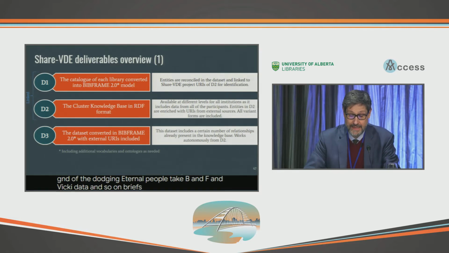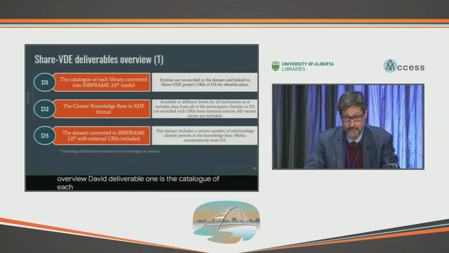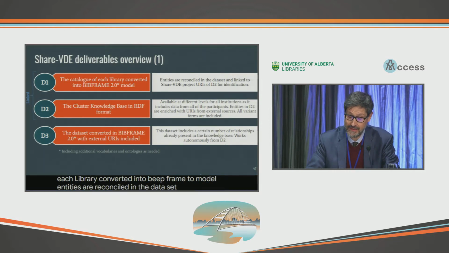A brief Share VDE deliverable overview. Deliverable 1 is the catalog of each library converted into the BIBFRAME 2 model. Entities are reconciled in the dataset and linked to Share VDE project URIs of the following deliverable. Deliverable 2 is a cluster knowledge base in RDF format, available at different levels for all institutions as it includes data from all the participants.